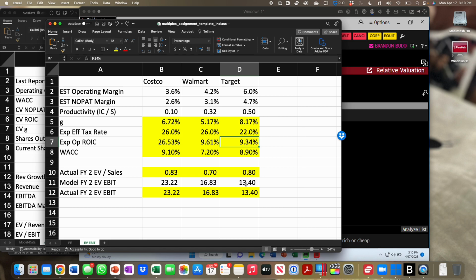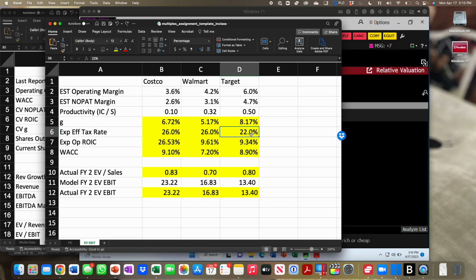Despite the fact that Target has the highest expected growth in the industry, they're growing it at close to 0 spread, so it's just not worth that much. Now, they are paying a lower tax rate of 22%, so that does benefit them. That does help their multiple, but not enough to overcome the fact that the real problem with Target is that low spread. And similar risk to Costco, 8.9% WACC versus 9.1.